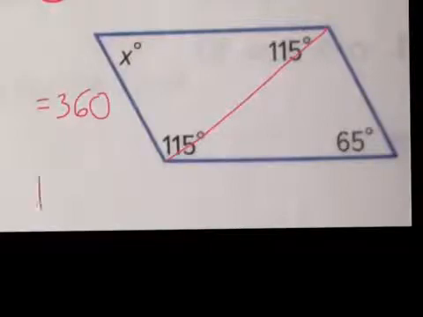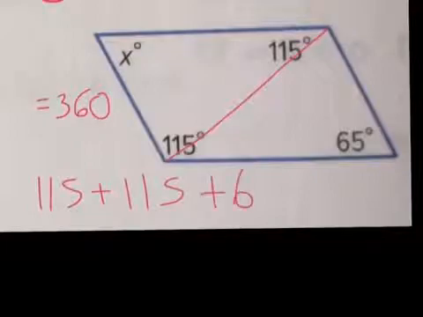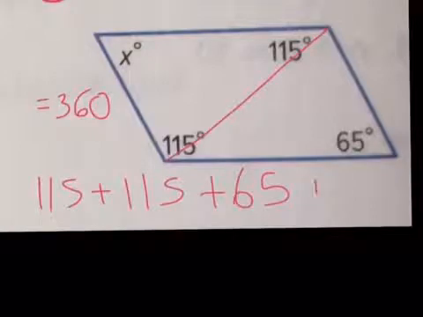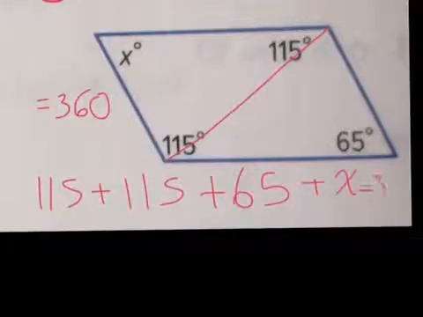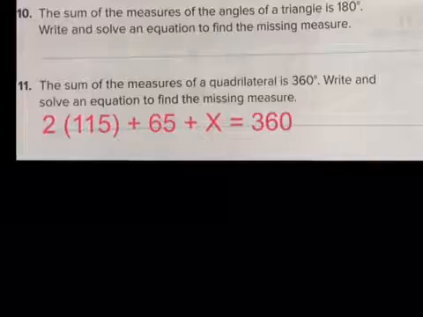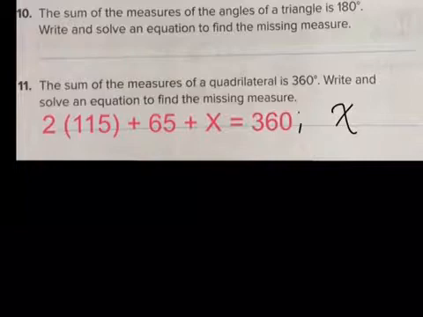Go ahead. So we have 115 plus 115 plus 65. Or you could also write it as 2 times 115 plus 65 plus x equals 360. You see it? So 115 plus 115, or 2 times 115 plus 65 plus x equals 360. When I actually solve for it, I know that x equals 65. There you go. Those are a couple of key answers for you. See you in class, everyone.